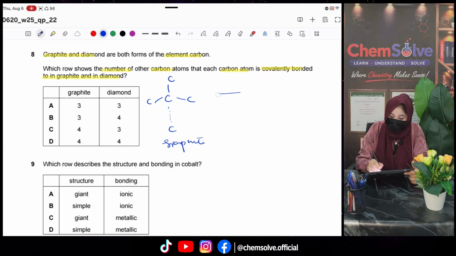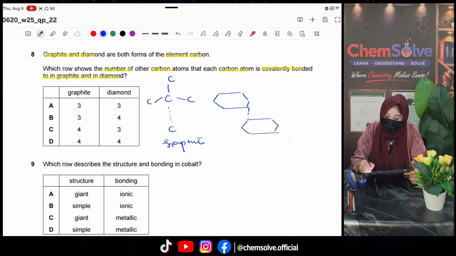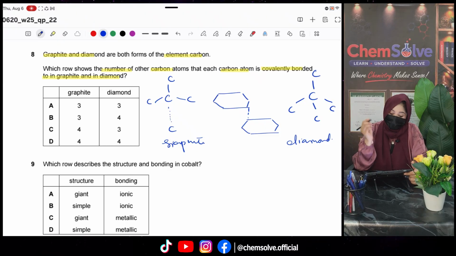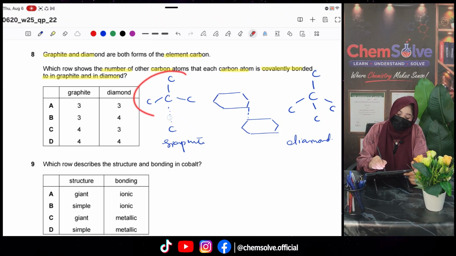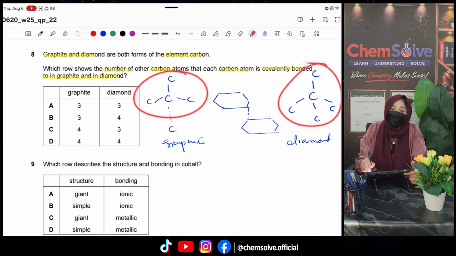And it is something like this. These hexagonal layers like this, okay? While for diamond, what happens? Each carbon atom is tetrahedrally arranged to 4 other carbon atoms with strong covalent bonds. So in graphite, you can see it is 3 carbon atoms that are covalently attached, while in diamond, there are 4 carbon atoms that are covalently attached, right?